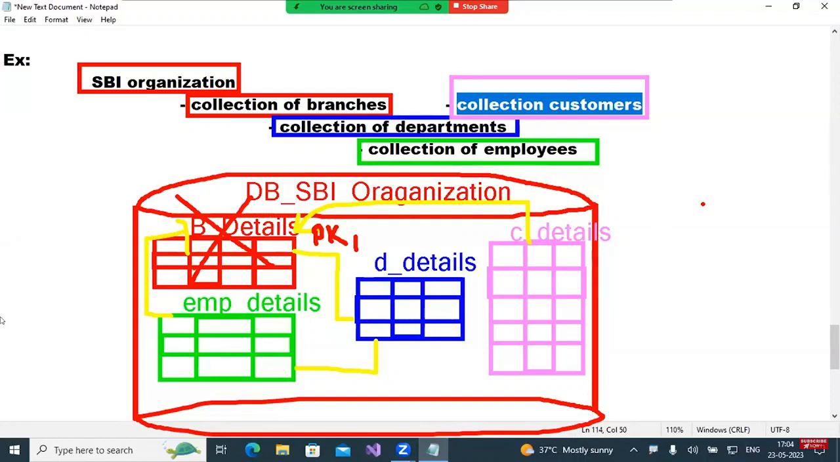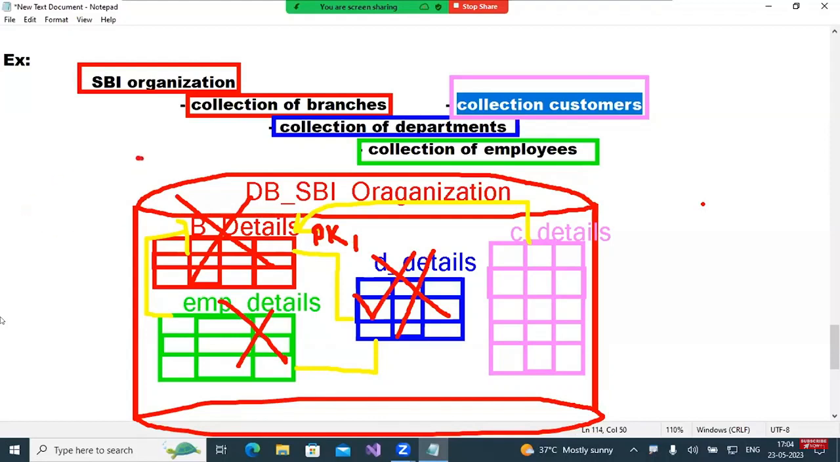Same as if you don't have departments, do you have employees? No, because if a department is there, it means employees should compulsorily be there. Otherwise, we cannot form a department. Same as if employees are not there, is it possible to have a department? No. That means no departments, no employees. No employees, no departments. Same like that.